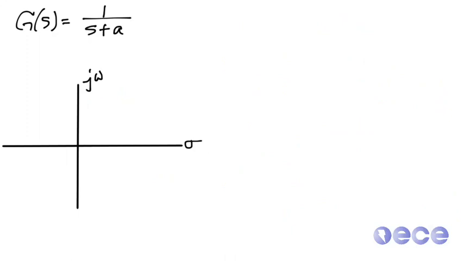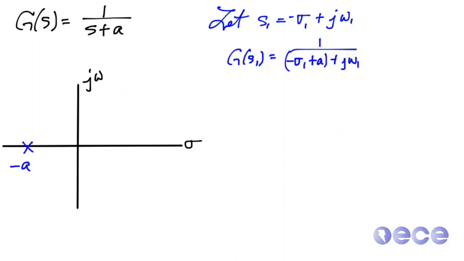So now we have 1 over s plus a. So if we choose again s1 is equal to minus sigma 1 plus j omega 1, we indicate our pole as minus a, and we can evaluate G of s1. So we'll substitute in minus sigma 1 plus j omega 1 for the s, and so then we get 1 over the real part, which is minus sigma 1 plus a, plus the imaginary part, j omega 1.